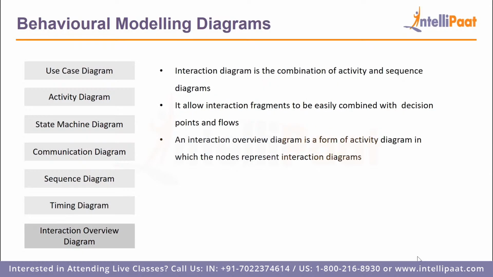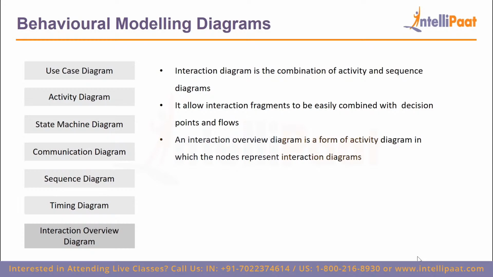Now, coming to the interaction overview diagram, the interaction overview diagram focuses on the overview of the flow of control of the interactions, and it is a variant of the activity diagram where the nodes are the interactions or the interaction occurrences, and the interaction overview diagram describes the actual interactions where messages and lifelines are hidden. So you can link up the real diagrams and achieve high degree of navigability between diagrams inside the interaction overview diagram.